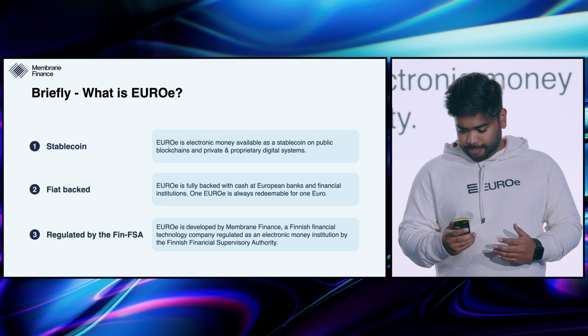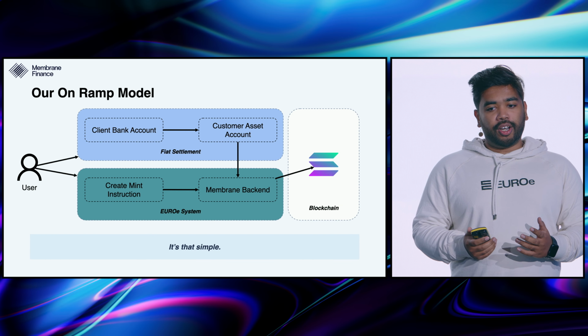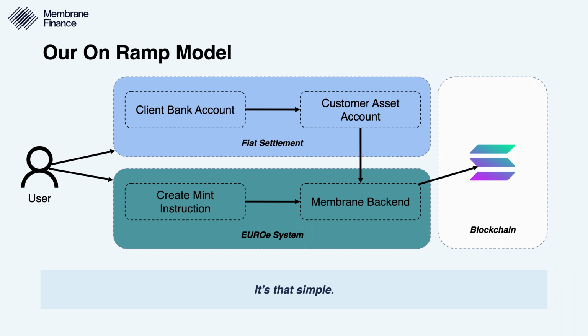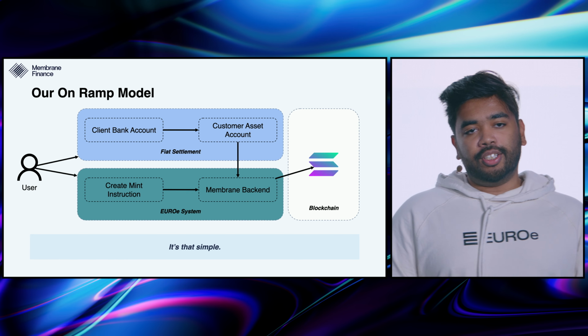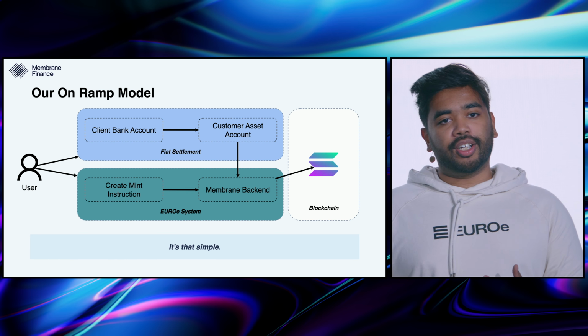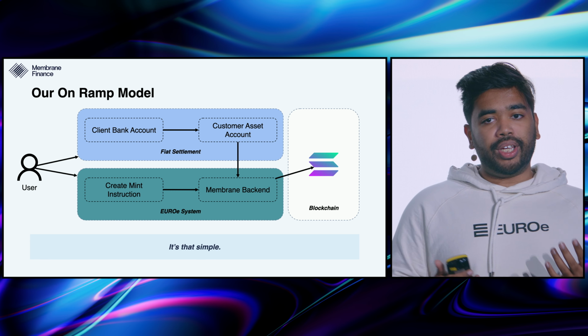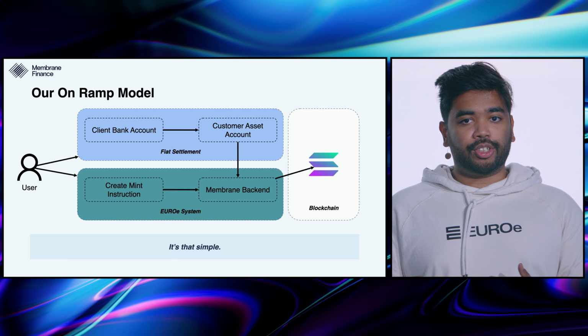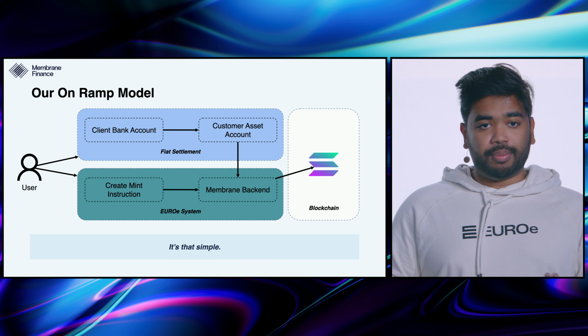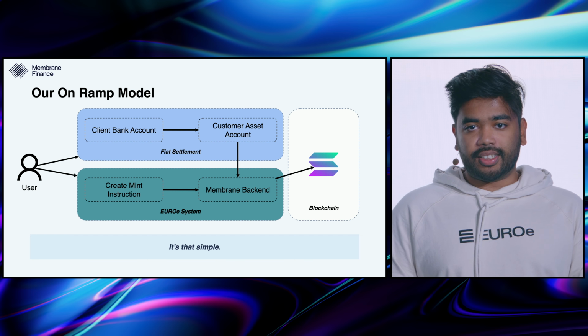So let's talk a bit about our on-ramp model. Basically, as a user, you need to do 2 things. First, you create a mint instruction and send it to our Membrane backend. And at the same time, from your bank account, you need to send fiat to our customer account. And when we get the fiat there, we'll mint Euro-E to your Solana wallet. Could be Phantom or anything. It's pretty much that simple.